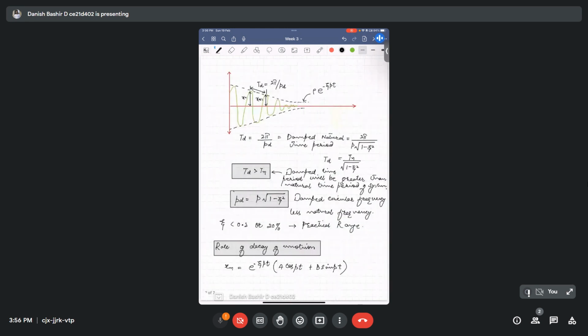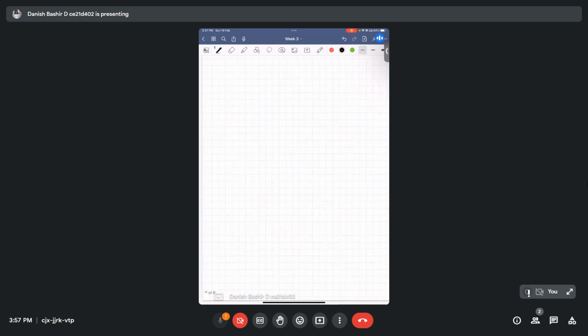So if x of n is the amplitude after the nth cycle, and we want to write the amplitude of the same motion after n plus one cycle, x of n plus one will be equal to x at time t plus one more time period, Td. I will show you in the graph how it comes.